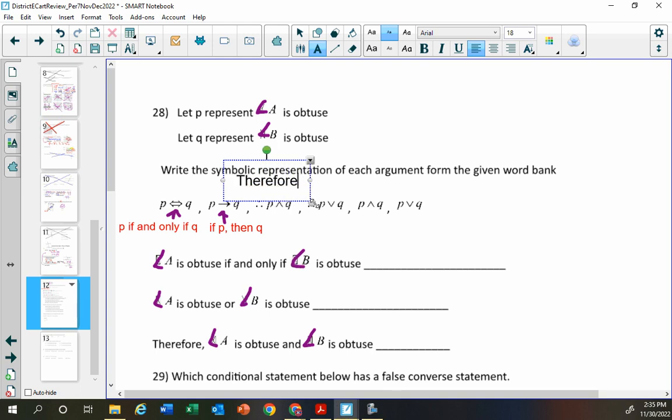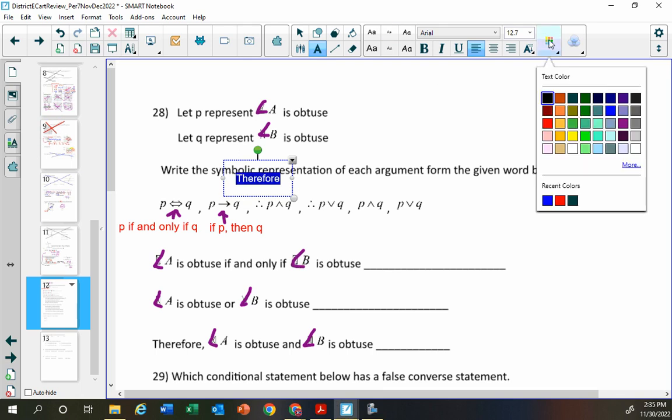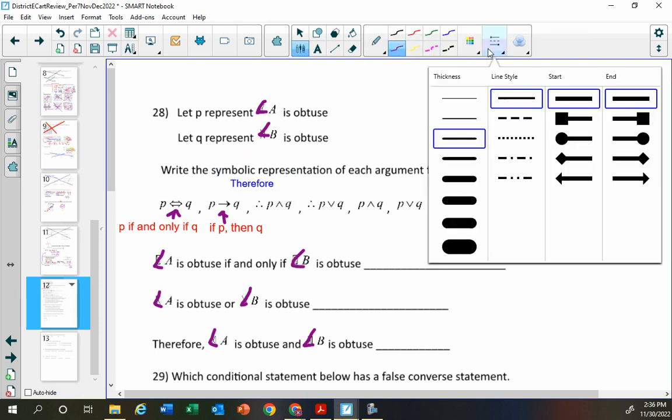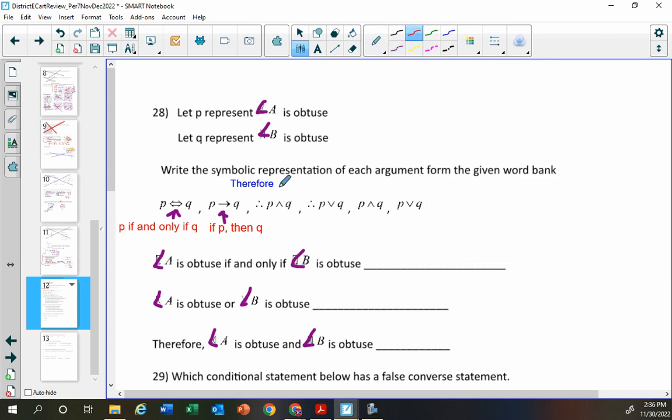You see the three dots? That's the symbol for therefore. We haven't talked too much about this at all. So if you see the three dots in the triangle, that means therefore.